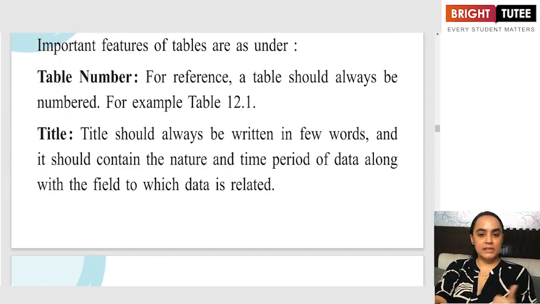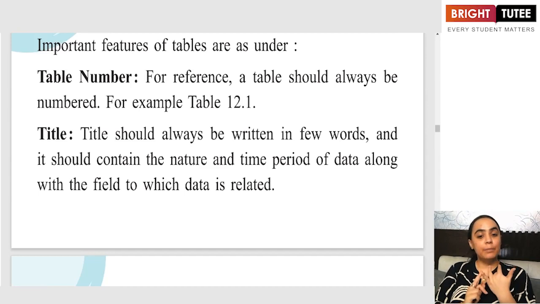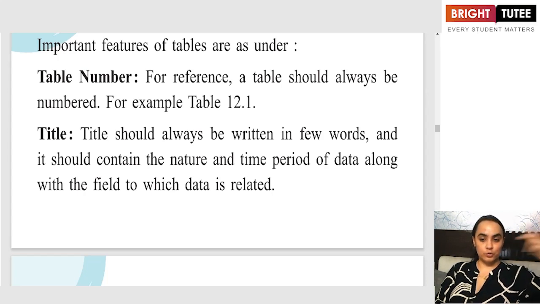Now a table consists of a table number. There always should be a table number for reference. You must have seen this in all your books, whatever book of science or mathematics or anything that has a table, you will always see a table number beneath that, because that is how you refer to it. Referring to table number 12.1, 12.2, 12.3, so on and so forth.